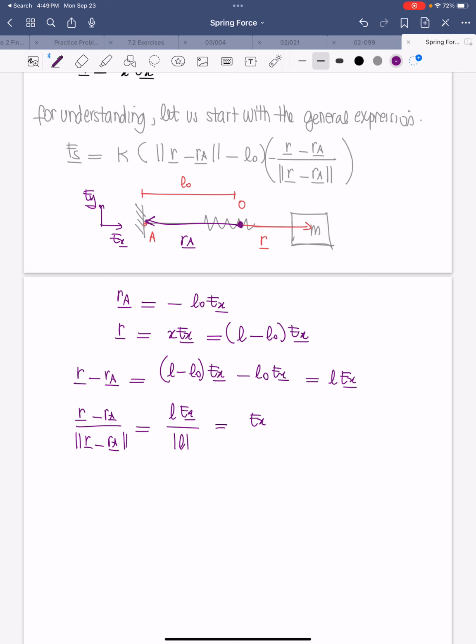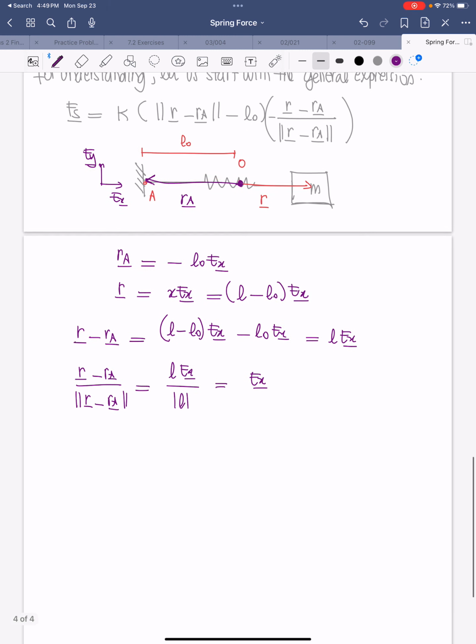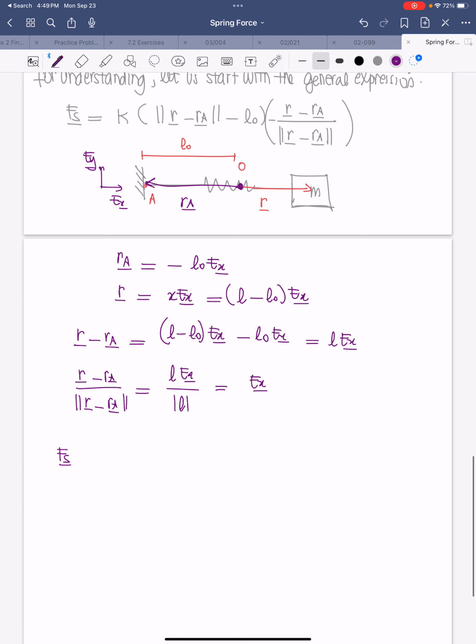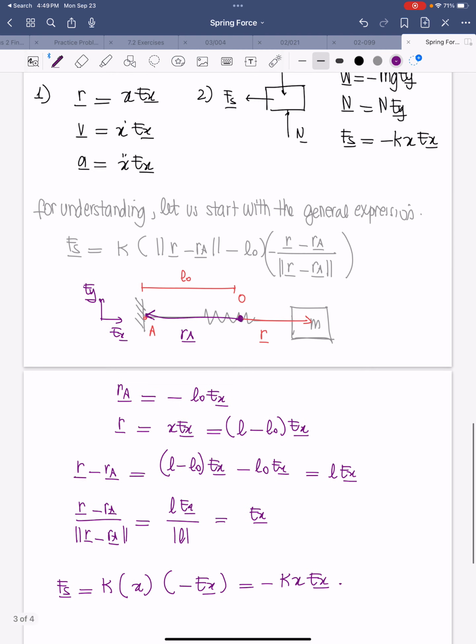So that's ex. So then I can write the spring force Fs as k, the magnitude of R minus RA minus L0, which is L minus L0, which is S, which is x in this case, and then minus ex, minus kx ex. Okay. So that's the spring force in this case.